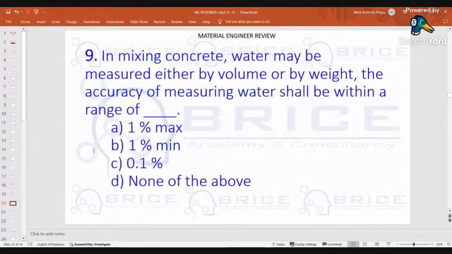Number 9. In mixing concrete, water may be measured either by volume or by weight. The accuracy of measuring water shall be within a range of blank.